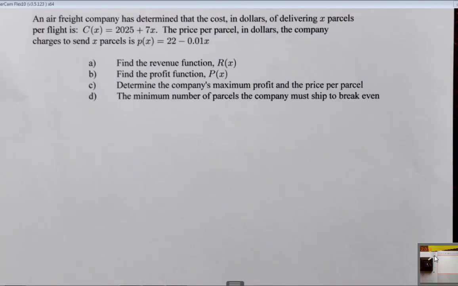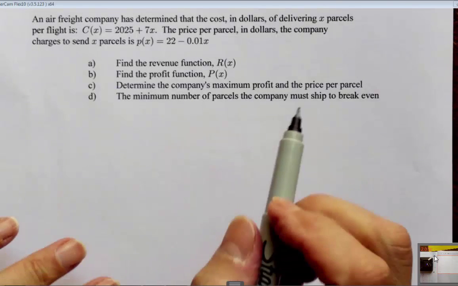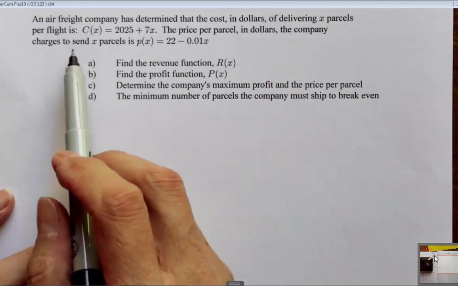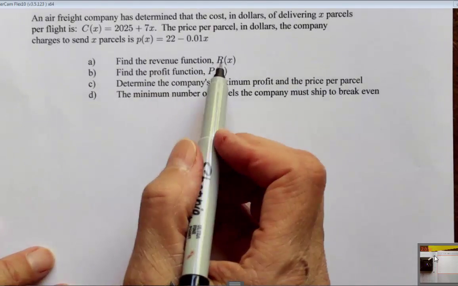This is an example of a quadratic application problem. An air freight company has determined that the cost in dollars of delivering x parcels per flight is C(x) = 2,025 + 7x. And the price per parcel in dollars the company charges to send x parcels is given by this. Okay, the first thing it says is to find the revenue function.